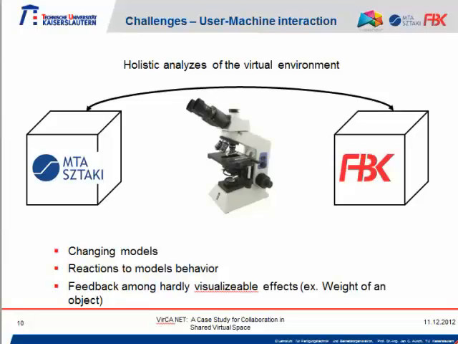So for all planning participants, the behavior of the robot is visualized and is some feedback. So everybody in the whole setup has the same perception of this robot, how it's moving in the real world and how it's moving in the virtual world. The feedback among hardly visualizable effects is part of this user-machine interaction, we think, but this is a point we will focus on in the upcoming research.